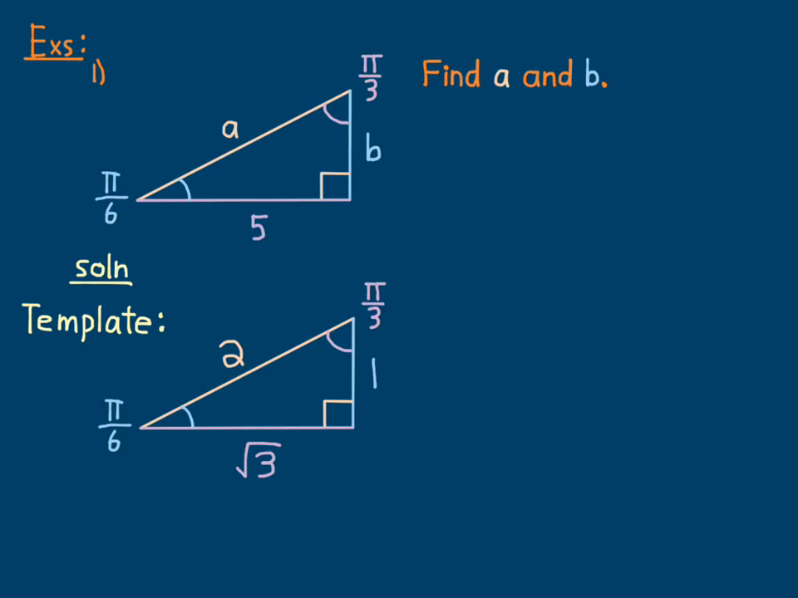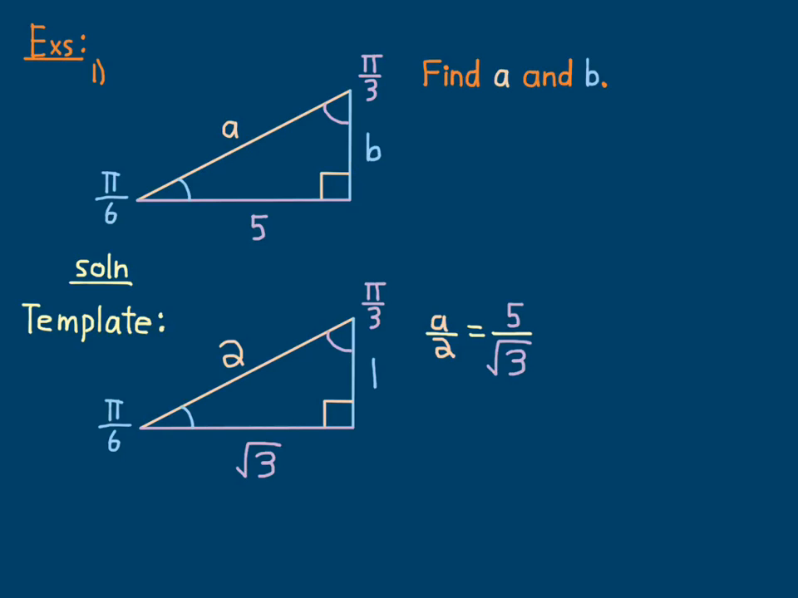So I write out my template, which is always the same for the 30, 60, 90. It's like this. Lengths of sides: 1, the shortest one's 1, hypotenuse 2, the longest leg is square root of 3. Square root of 3 is opposite pi over 3, right? I've got the angles and the corresponding opposite sides colored for you. Anyway, so you just do proportions.